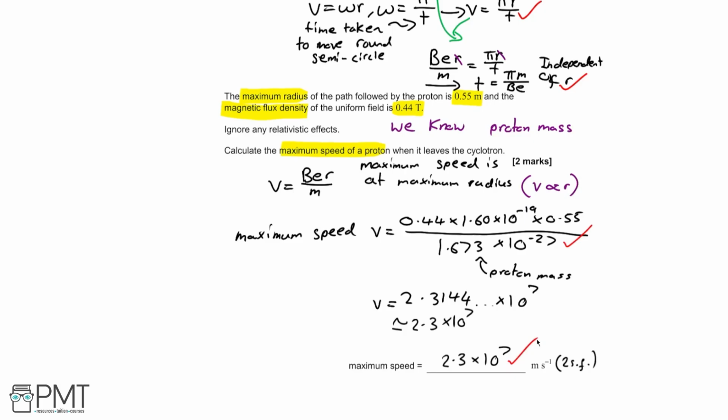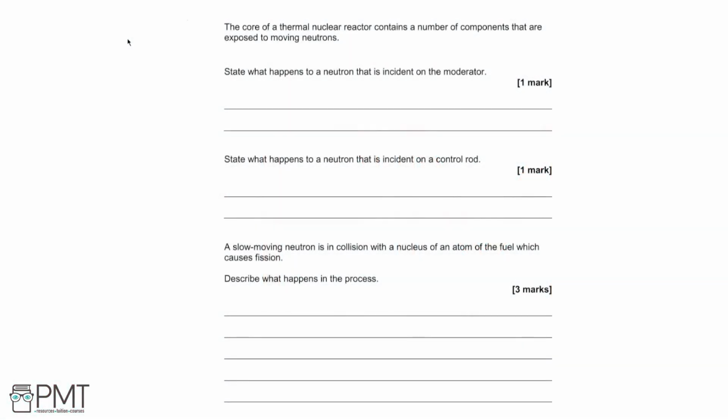So this question is about nuclear reactors and fission. The question says, the core of a thermal nuclear reactor contains a number of components that are exposed to moving neutrons. The first part of the question then says, state what happens to a neutron that is incident on the moderator. So the purpose of the moderator is to take the fast-moving neutrons that are produced by fission and slow them down. If they are not slowed down, the fast-moving neutrons cannot be absorbed by more atoms of the nuclear fuel, and thus fission cannot continue.